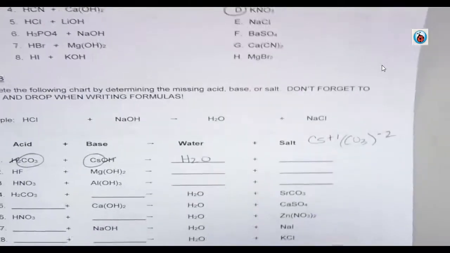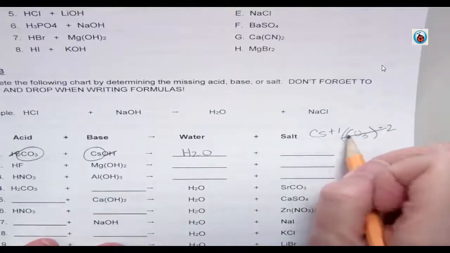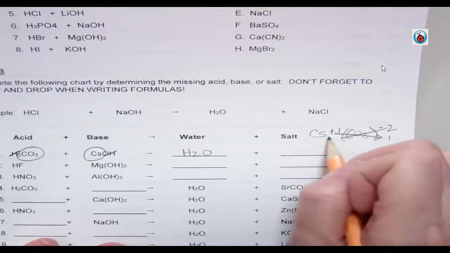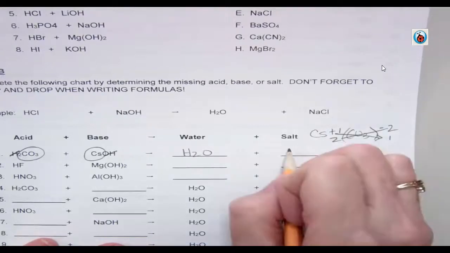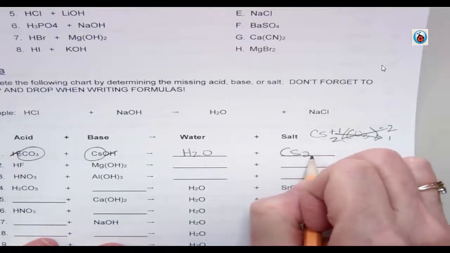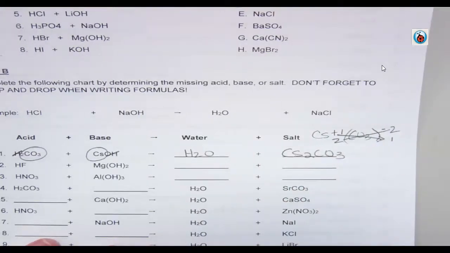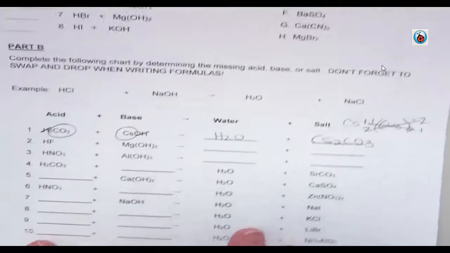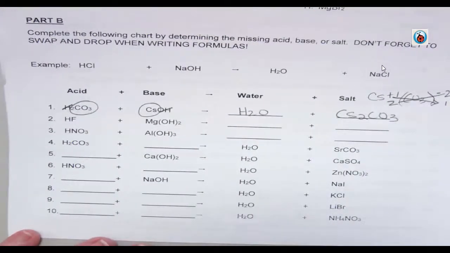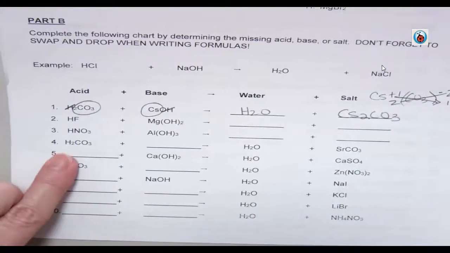So what happens? What do we need to do with that? We're going to swap the numbers, drop the signs. So what's the answer here? Cs2CO3. Okay? Swap the numbers, drop the signs. All right? So let's look at a different one. Let's look at number 4.